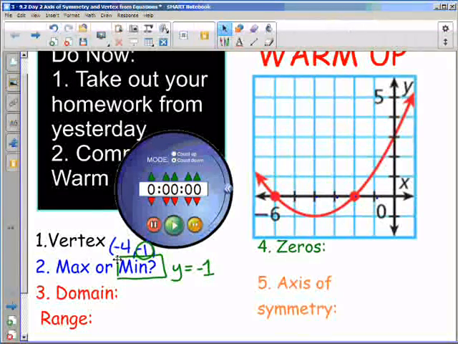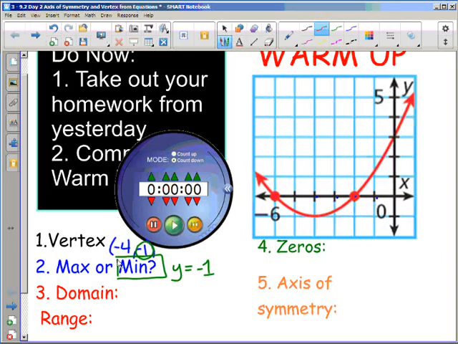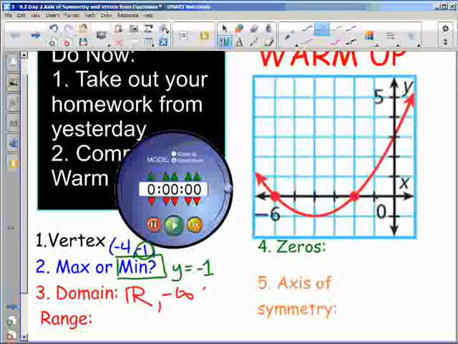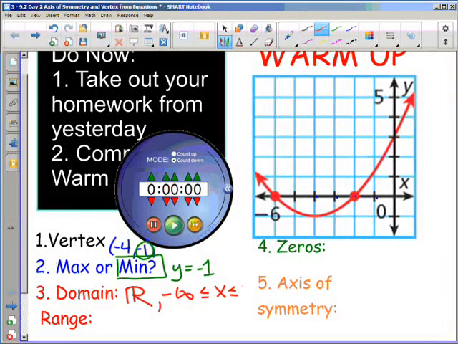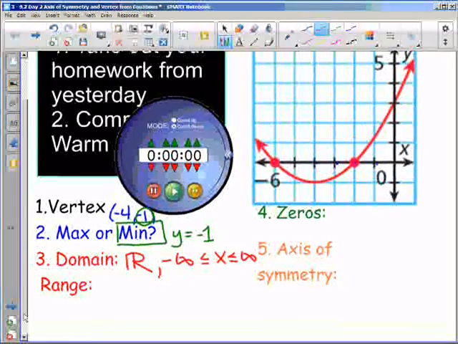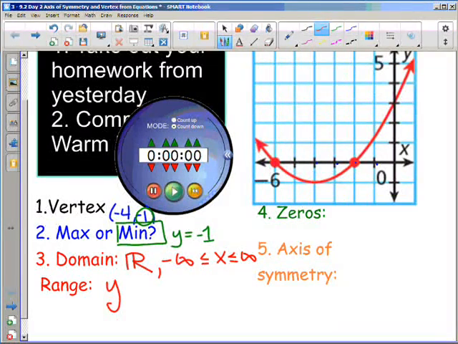You should all have gotten the domain correct, and you can do that a number of ways. The first way would just be to write the R symbol, the all real numbers symbol. You can also write negative infinity is less than or equal to x, less than or equal to positive infinity. And lastly, the range: since it's a minimum, I start my range with y every time. All my values are going to be getting bigger than that minimum, so y has to be greater than or equal to -1, my minimum value.